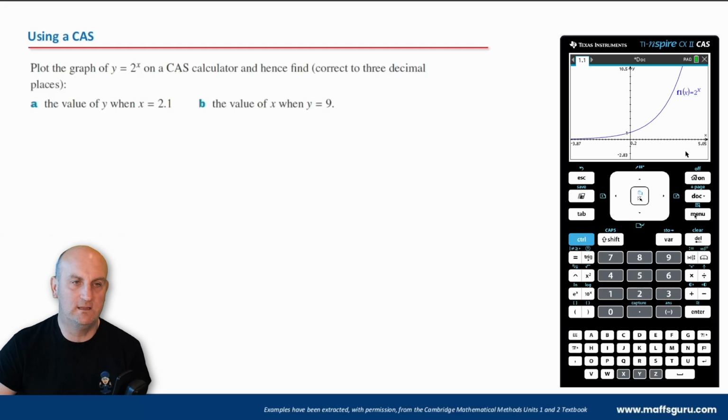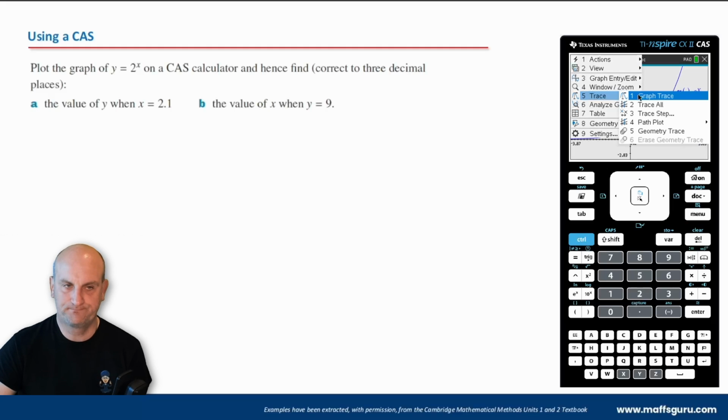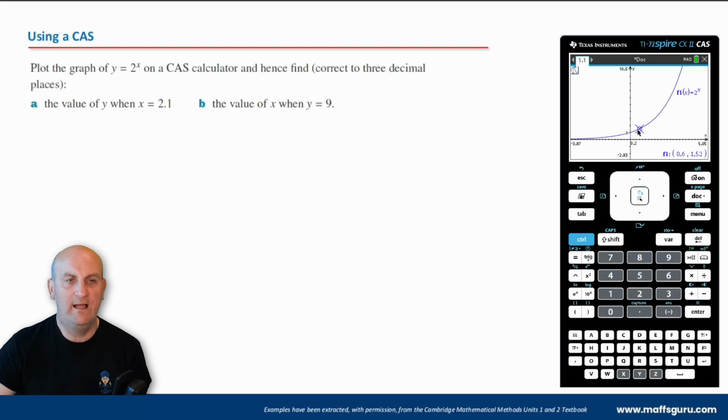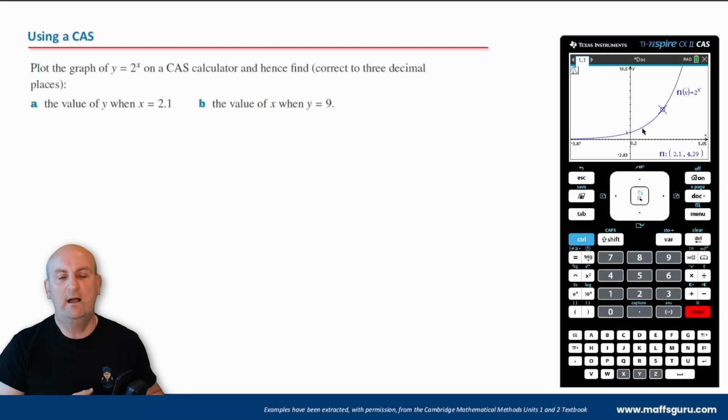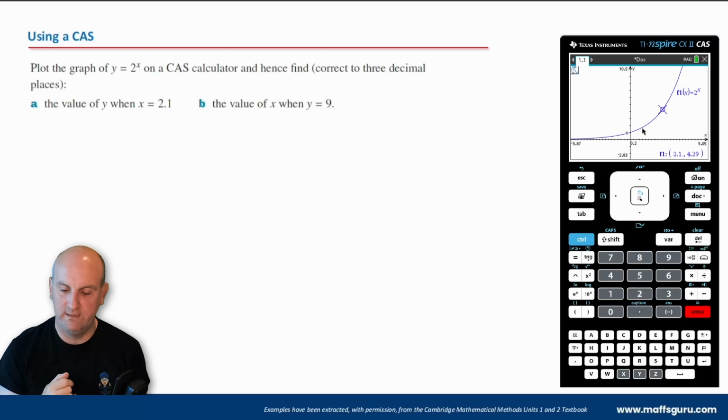Well, the great thing here is I can go menu, trace, graph trace, and that point there can move up and down, left, right, and center if I want to with my cursor. All I'm doing is using my cursor. But actually, if I type in 2.1, literally just put 2.1 on my calculator and hit enter, out comes the value of 4.29. If you're not sure where that is, it's down here.